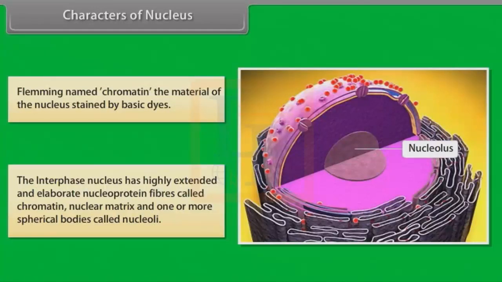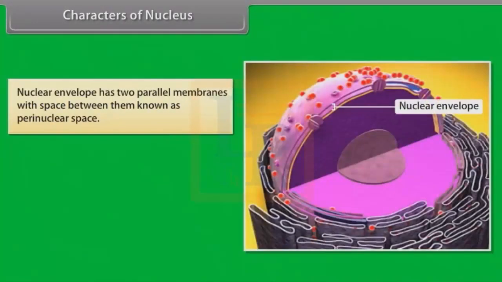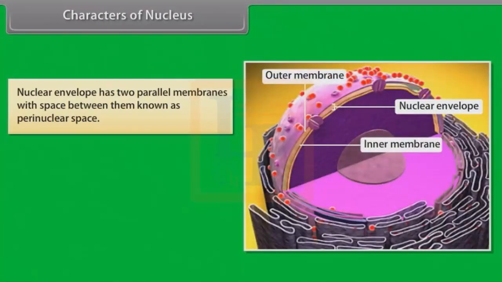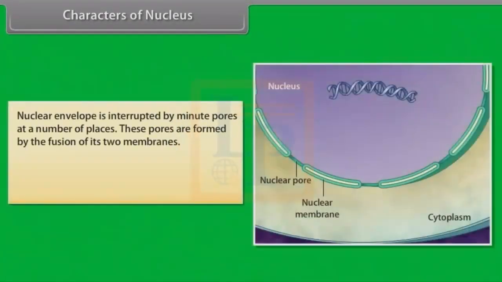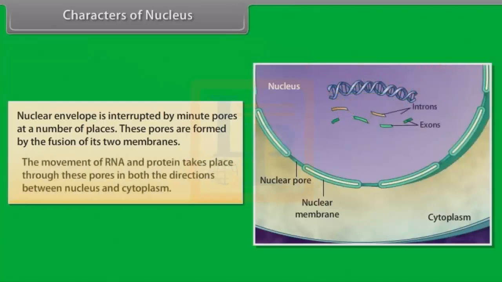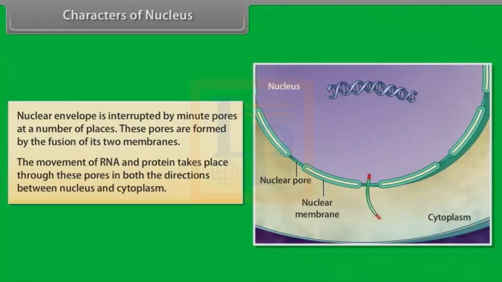called nucleoli. Nuclear envelope has two parallel membranes with space between them known as perinuclear space. The outer membrane is usually continuous with the endoplasmic reticulum having ribosomes on it. Nuclear envelope is interrupted by minute pores at a number of places. These pores are formed by the fusion of its two membranes. The movement of RNA and protein takes place through these pores in both the directions between nucleus and the cytoplasm.